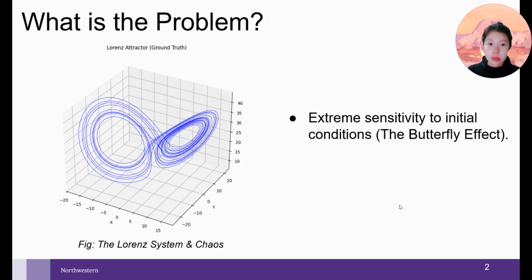To understand the problem, we first need to look at the Lorenz system. This system is a classic mathematical model for atmospheric convection and is the hallmark of chaotic dynamics. The core issue with chaotic systems is their extreme sensitivity to initial conditions, commonly known as the butterfly effect. If two trajectories start incredibly close to one another, they will still diverge exponentially over time. This makes long-term forecasting notoriously difficult.